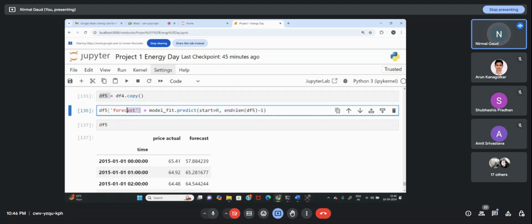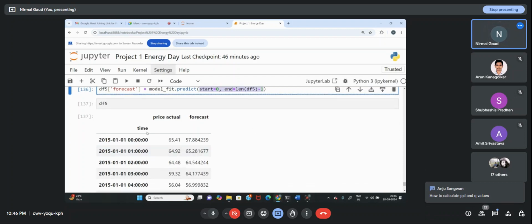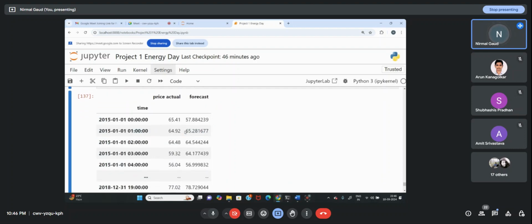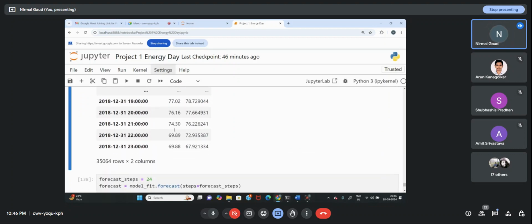I created a new column in DF5, that is forecast, and I used my trained model to predict all the values from starting till ending, all 35,000 values. I asked my model to predict all 35,000 values, and it did. You can see this is the actual price and this is the forecasted, what my model predicted. For each and every value, I did the entire forecasting.